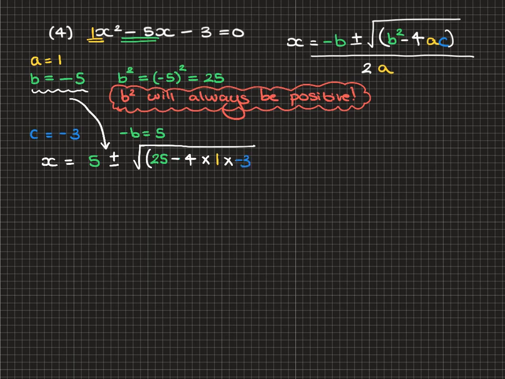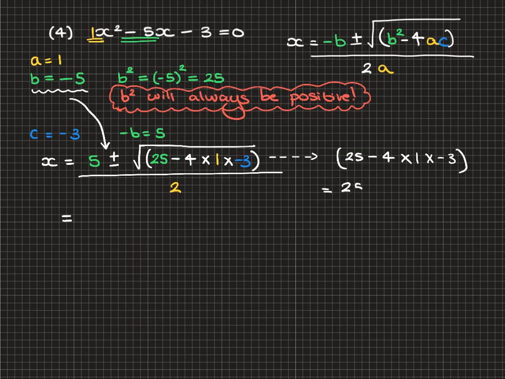We're going to be really careful here when we work this out. And this is all divided by 2 lots of a, which is 2. So let's again evaluate this part here that is underneath the square root sign. So the 25 minus 4 times 1 times -3, this bracket here. So that is equal to 25 take away, and then again I'm going to work out this part here. 4 times 1 times -3, which is -12. So it's 25 minus -12, which is 37. So the part underneath the square root sign is 37.